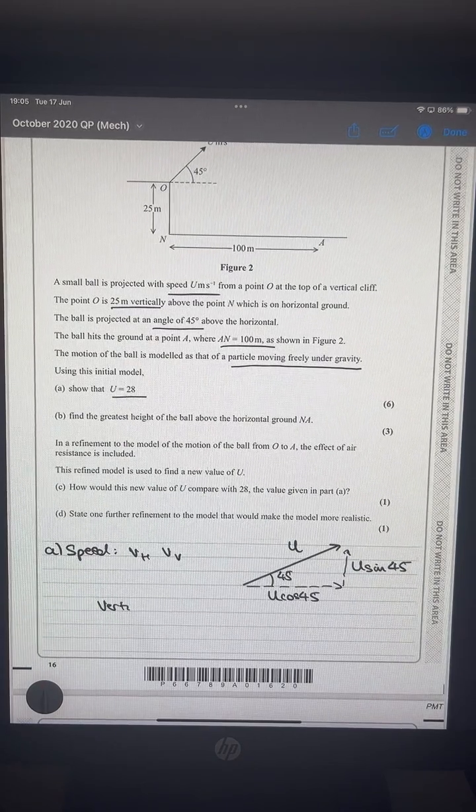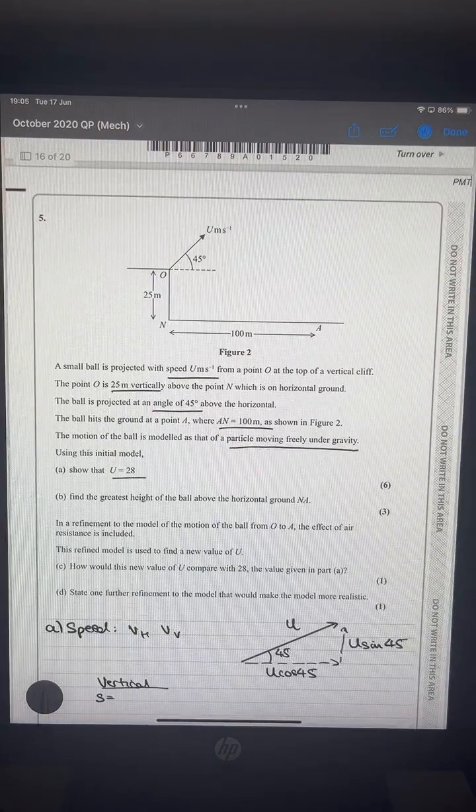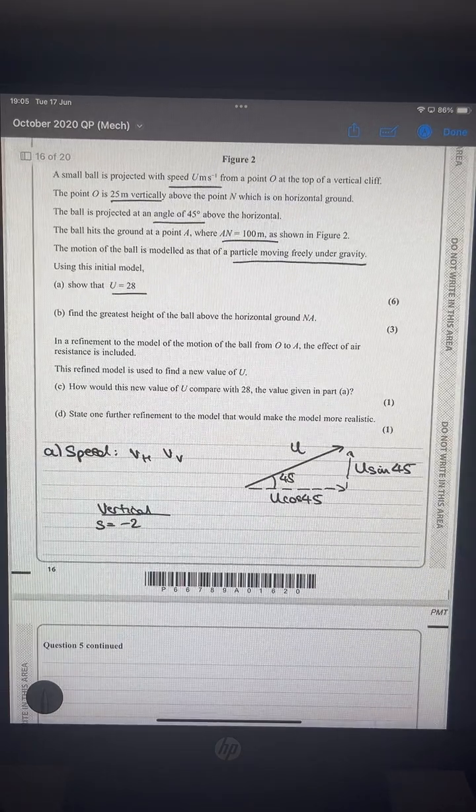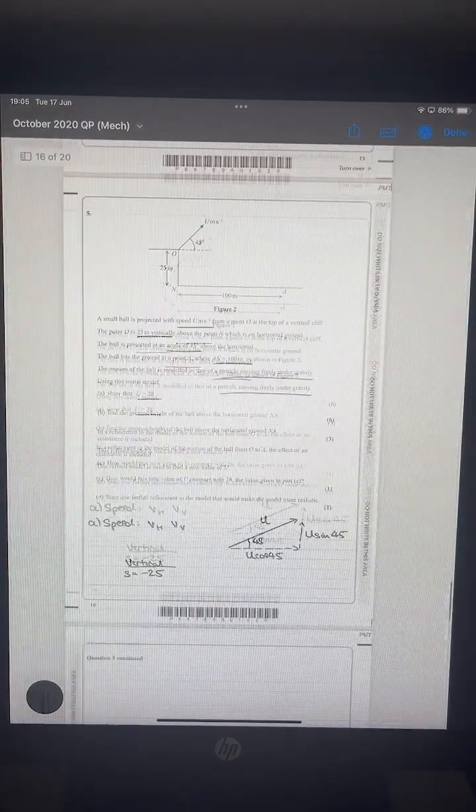So my vertical motion, write out your S, U, V, A, T values, okay? So S is going to be equal to, well, what is my S value? If it's at the end of its motion, the overall displacement would just be negative 25. Negative 25. I'm doing the entire motion, by the way. I'm considering the entire motion of this, so from O to A.